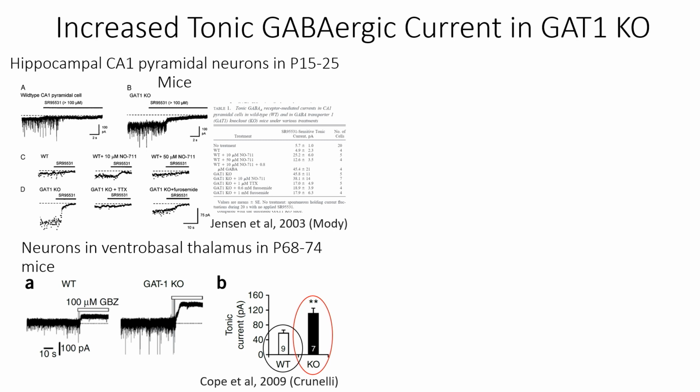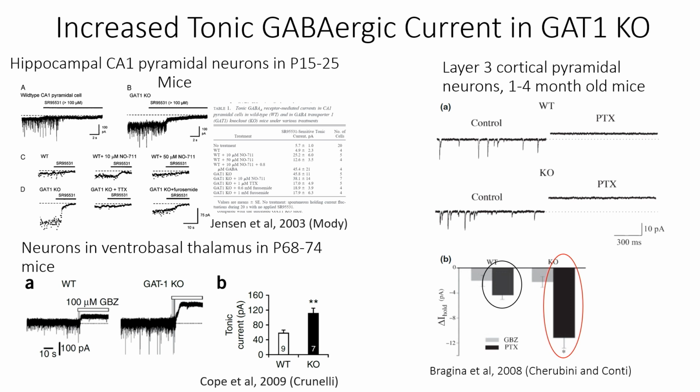This has also been observed in thalamus. So thalamus, even in wild-type animals, has a pretty large resting tonic current. So it's about 40, 50 picoamps. But in the knockout, you can see it's pretty much doubled here. And in cortex, cortex usually does not have very much of a tonic current, but in the knockout, about a 10 picoamp current was observed.